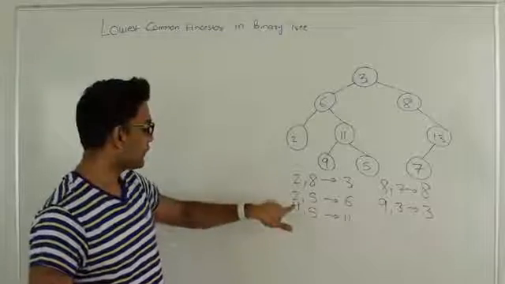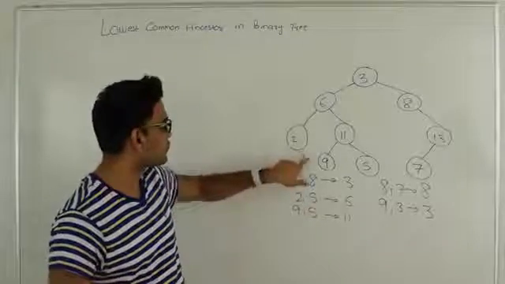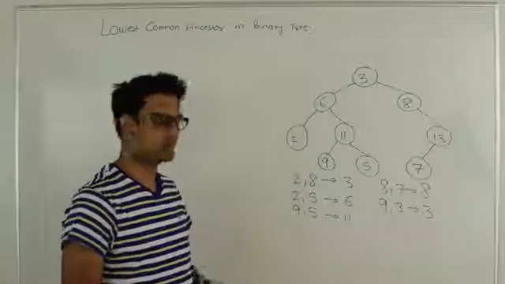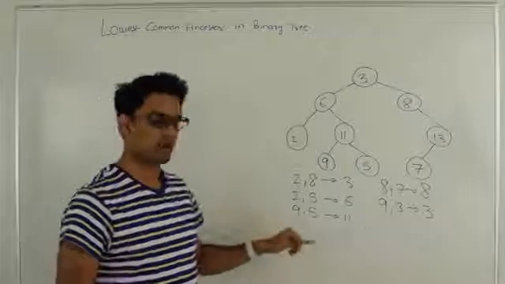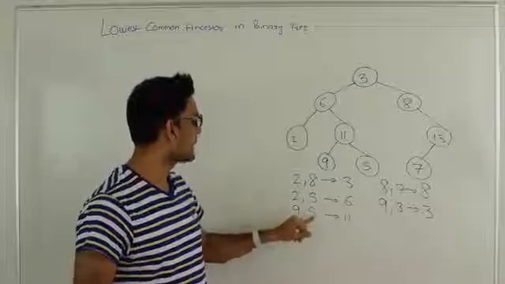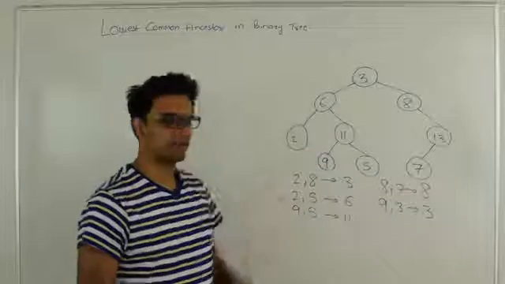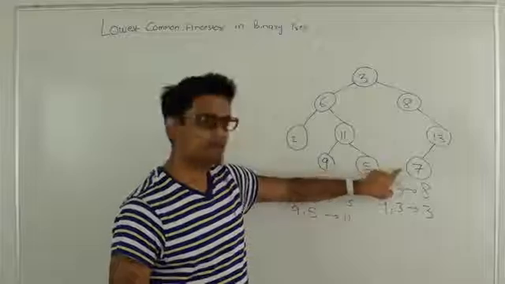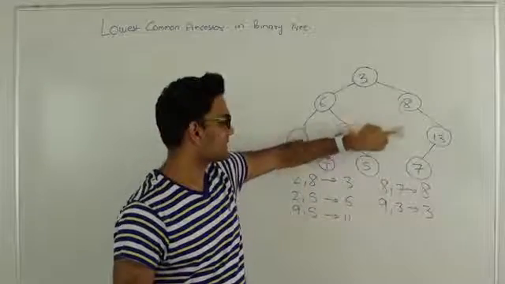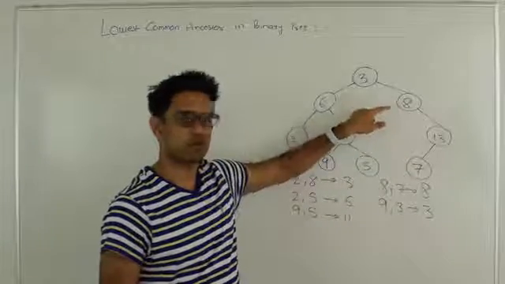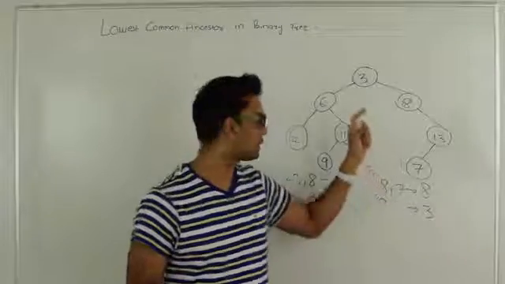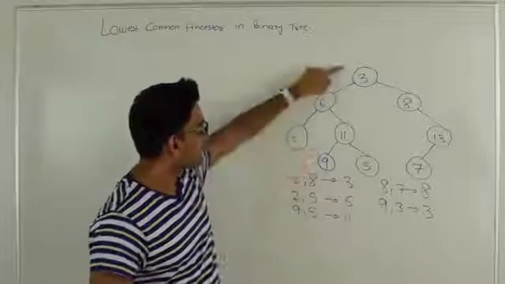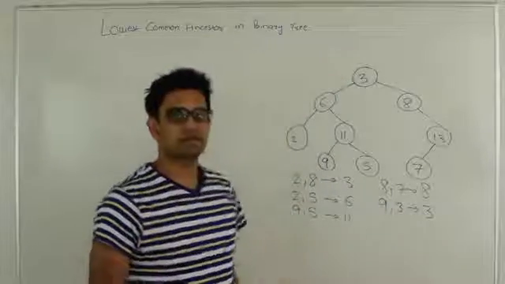Taking another example, the lowest common ancestor of 2 and 5 is 6 because from 6 they diverge in two different directions. Similarly, the lowest common ancestor of 9 and 5 is 11. Also the lowest common ancestor of 8 and 7 is 8 because 8 is the ancestor of 7, so 8 also becomes the lowest common ancestor of 8 and 7. Similarly for 9 and 3, the lowest common ancestor is 3.